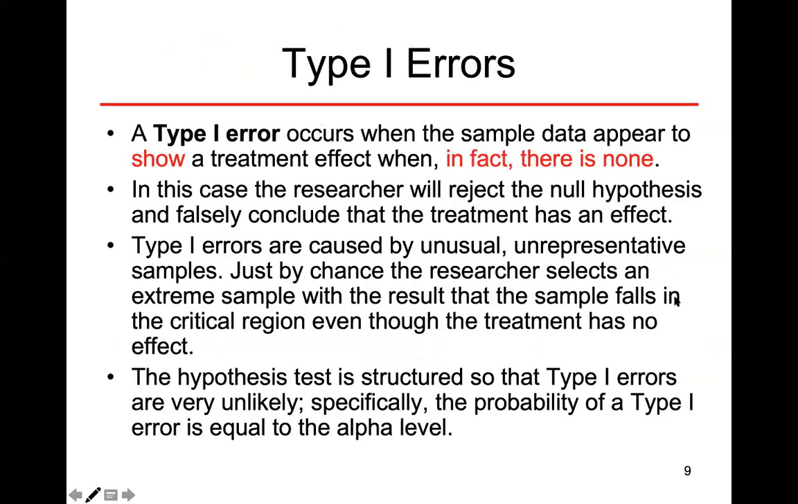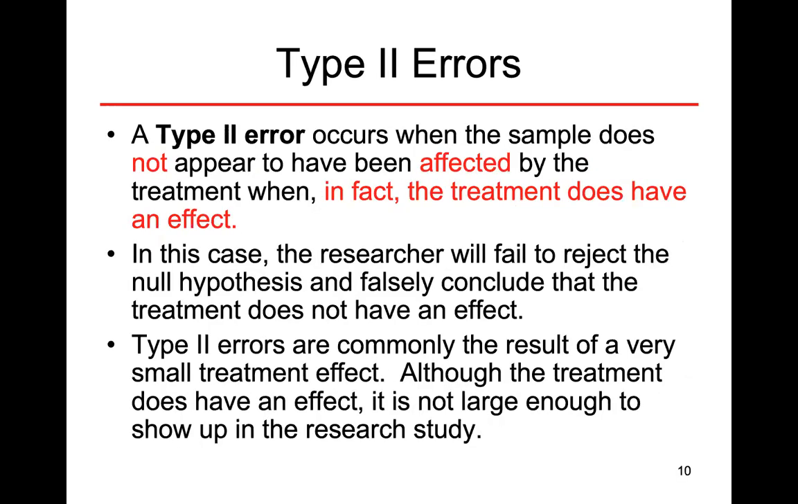Okay, this is a kind of explanation of what we have said so far. You may read it once I upload this part to you. Look, this is critical. The hypothesis test is structured so that type 1 errors are very unlikely. Specifically, the probability of type 1 error is equal to the alpha level. Okay? What was alpha level? Our confidence level, right? So type 1 error is equal to the alpha level. This is something that we will talk about on Monday.